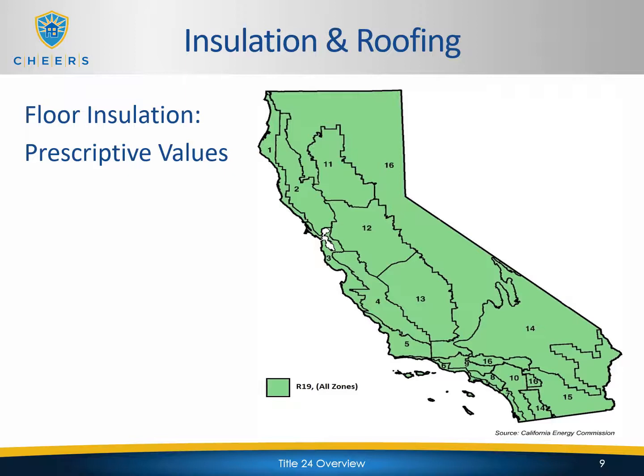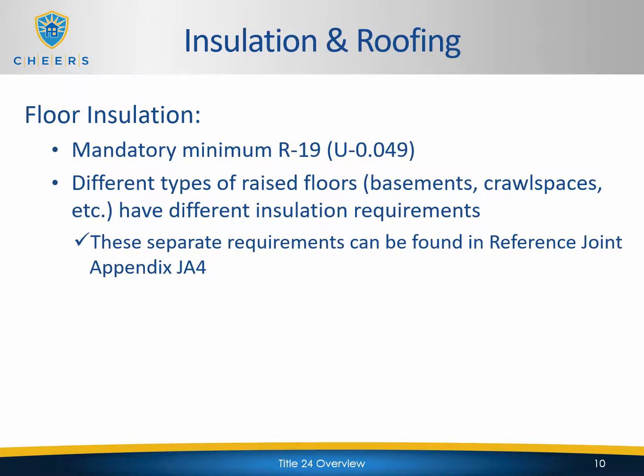Now for the floor, it's easier. Just an R19 is prescriptively required throughout the state for floor insulation. Obviously we're talking about a raised floor. The R19 is also the mandatory minimum for the state as well. So for floor insulation, the mandatory minimum and the prescriptive requirement is the same, R19. Again, just like the walls, different types of raised floors, basements, crawl spaces, etc., have different installation requirements, and these separate requirements can be found again in Reference Joint Appendix JA4.